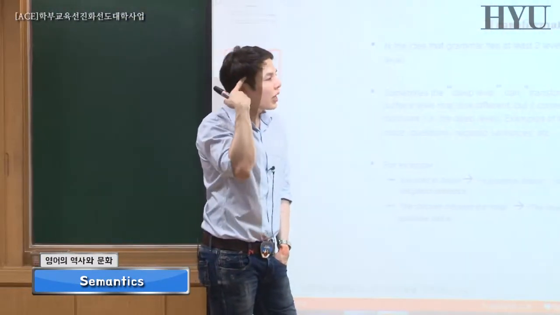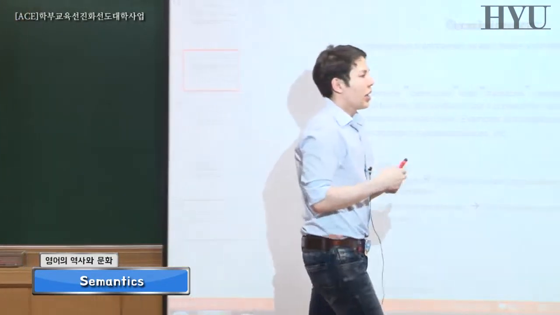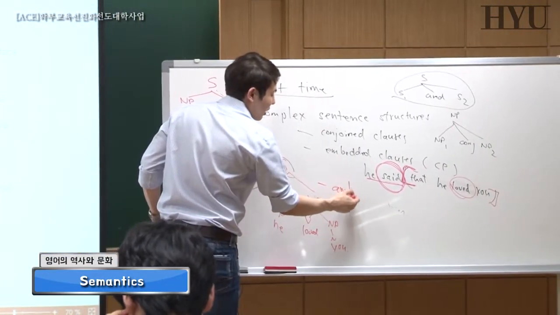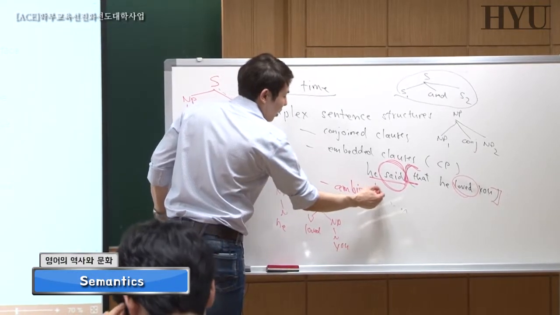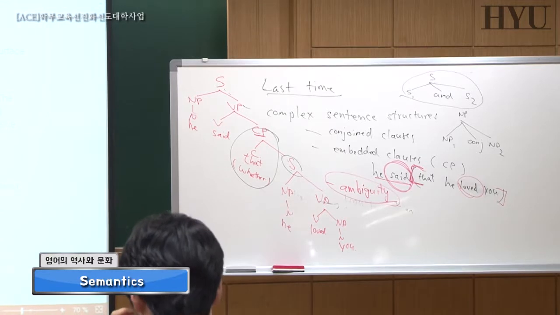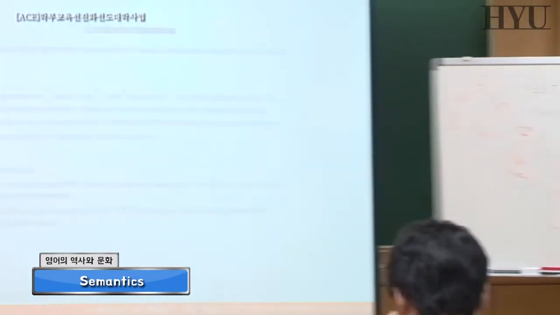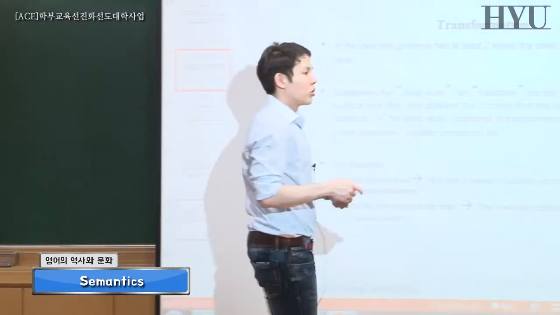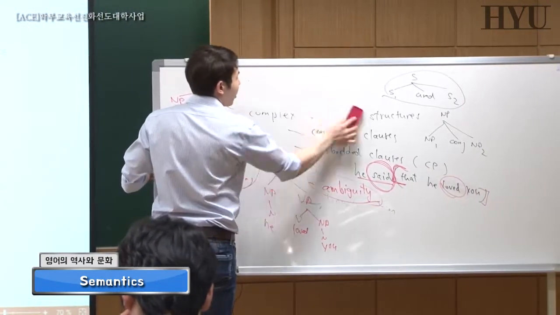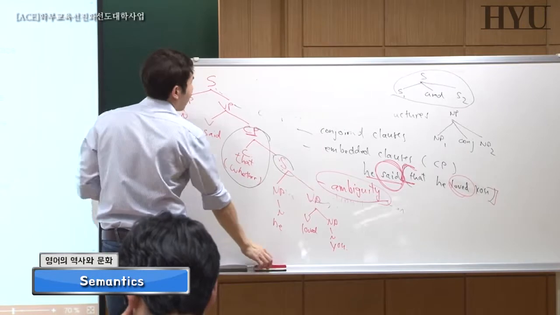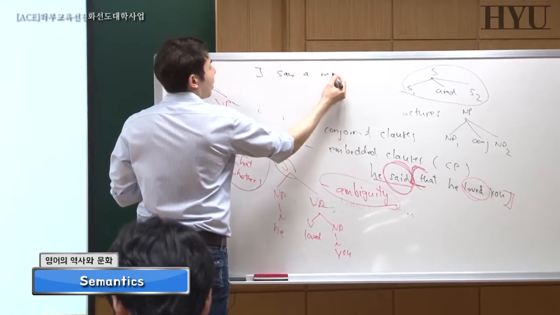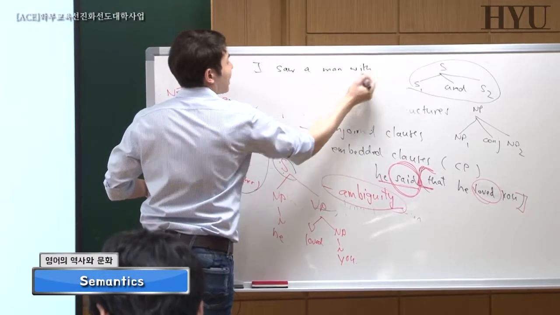And we also look at a particular case, right? A particular case of what we call ambiguity. Ambiguity is when a sentence can mean two or more things, right? For example, I saw a man with a telescope.